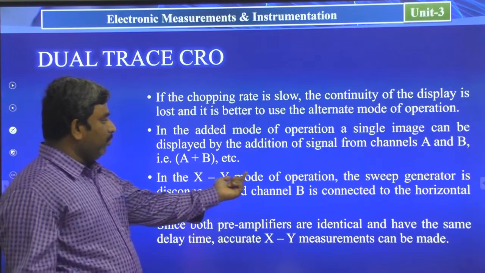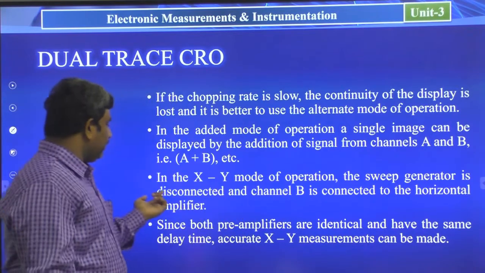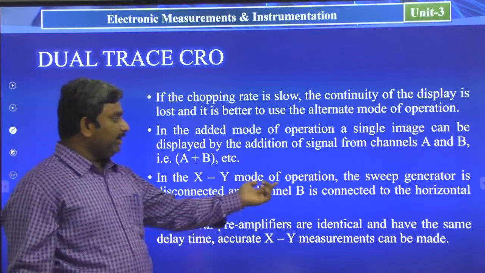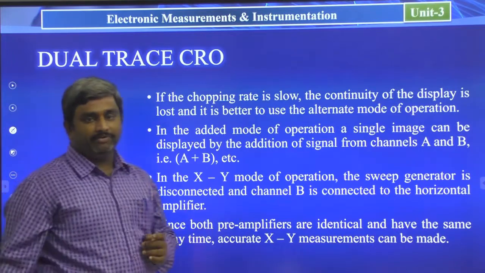In the XY mode operation, the sweep generator is disconnected and channel B is connected to the horizontal amplifier.